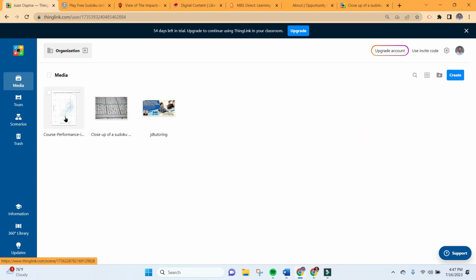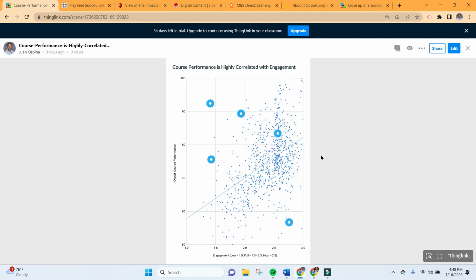Here, you can see how course performance is highly correlated with engagement via this image created by Opportunity Education Foundation, which aims to support teachers with resources and tools for active engaged learning and helping students everywhere succeed inside and outside of the classroom. Now, what is very interesting about this particular graph is the high degree of correlation, which is calculated by 0.71. We find there is a 0.71 positive correlation between engagement and overall performance.